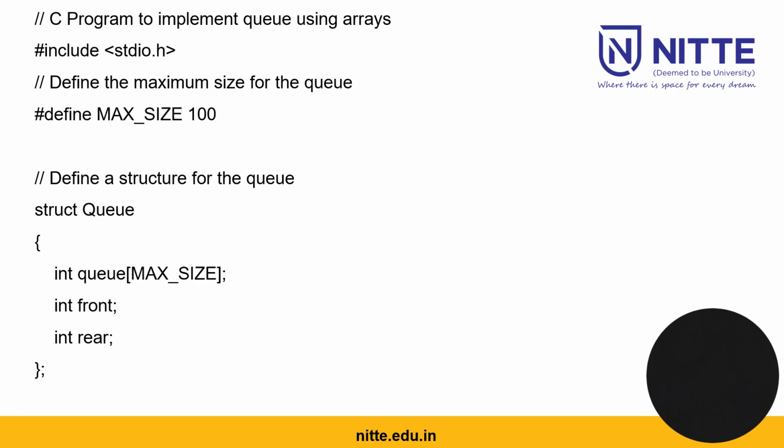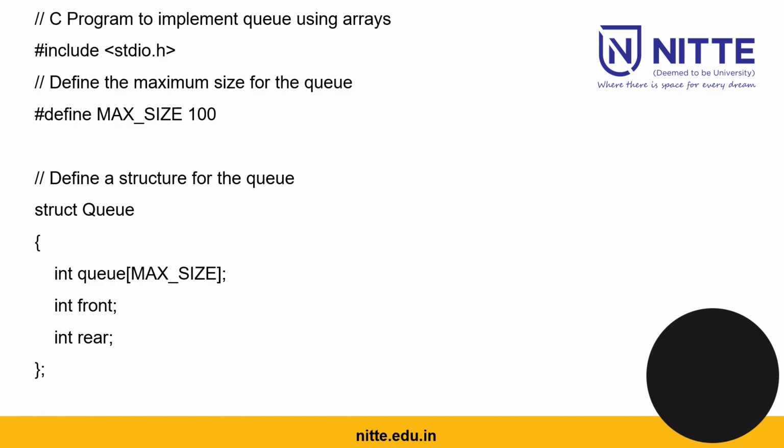Now we'll see the C program to implement it using arrays. #include <stdio.h>, define the maximum size of the queue as 100. Then define the structure of the queue, that is struct queue. As we already said, the name of the array is queue and its maximum size is 100, and it has two values to point to the front and rear. So I will declare them, int front and int rear.